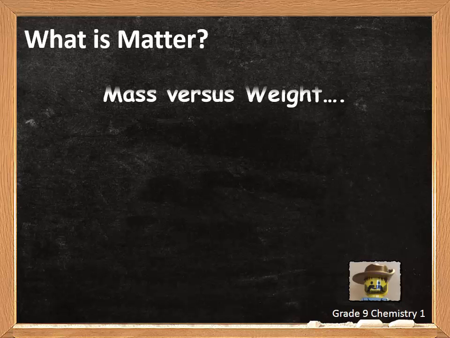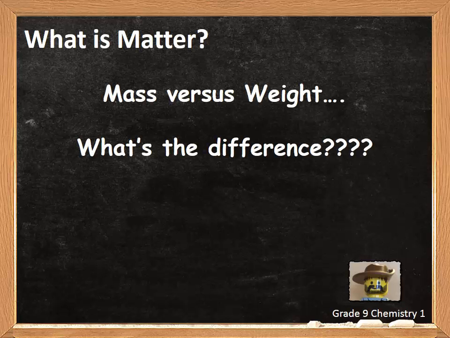We're talking about the word mass, and we often confuse things like mass and weight here on the planet Earth, and we use them interchangeably. But in fact, they are different. Mass is how much matter is in an object. See, we measure mass in grams, milligrams, kilograms, so on and so forth.